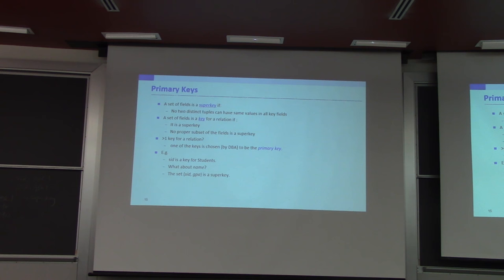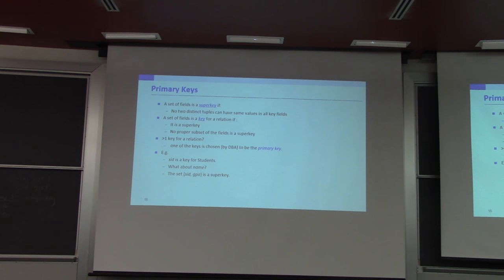What about name? Well, it is not a super key. Name obviously is not a super key because I can easily find two students with the same name, right? But what about SID? SID is a super key because you cannot find two records with the same value. Now, by our definition, this is not a key, right? Because you have at least one proper subset that is a super key. By definition, this is not a key.